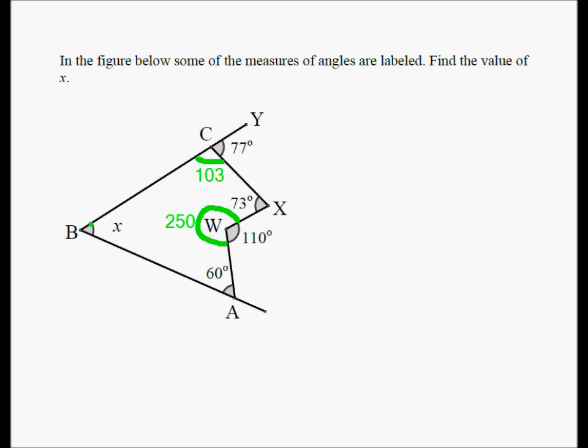Now take a look at this pentagon. We know 1, 2, 3, 4 of the interior angles of a pentagon. We can easily find the 5th one because we can find the sum of the 5 angles of a pentagon very easily. So let's work on the solution. So that's going to be our strategy.